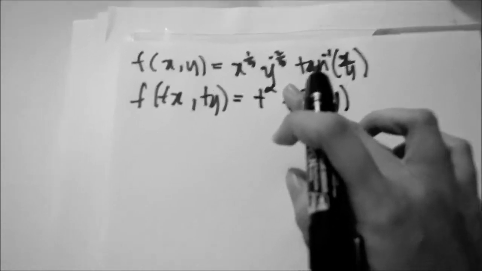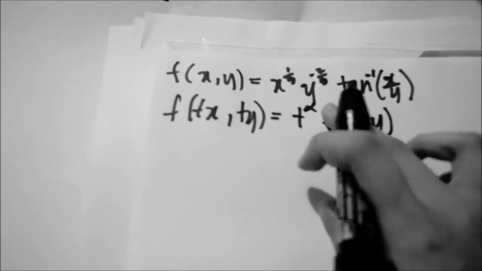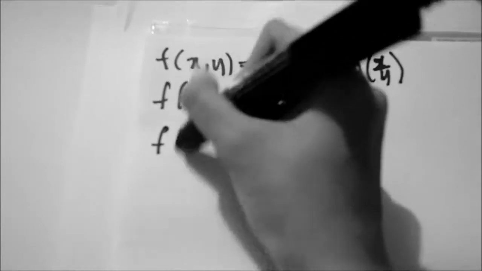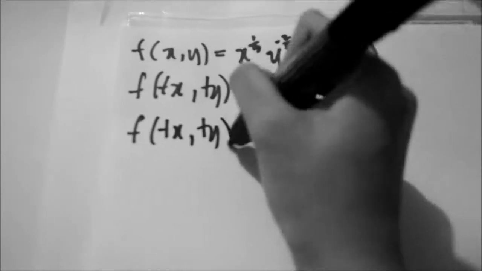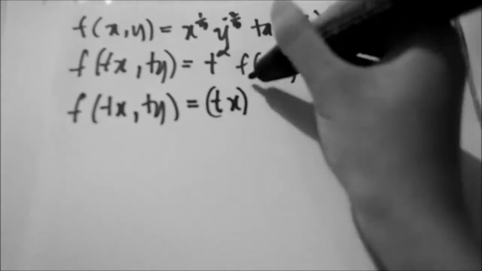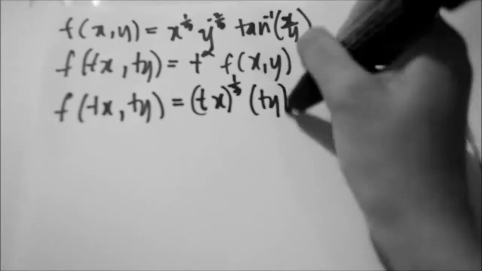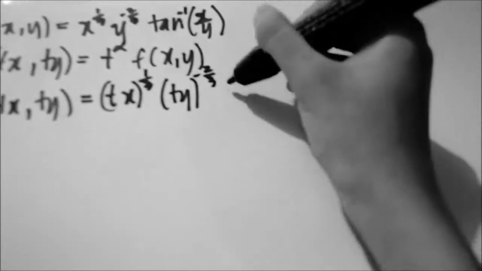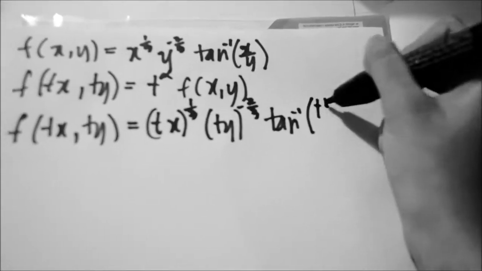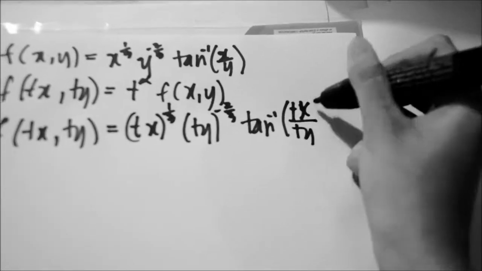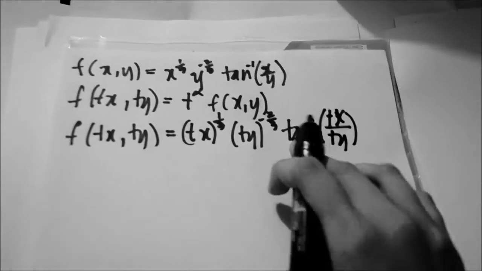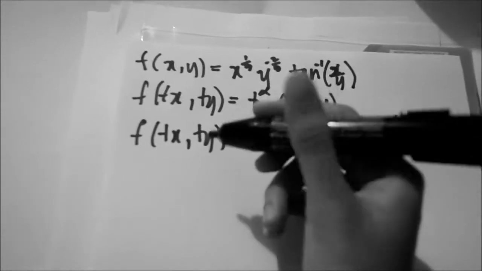So what we're going to do now is transform this function to f(tx, ty). So f(tx, ty) is equal to (tx)^(1/3) (ty)^(-2/3) arctan(tx/ty). Since we cannot factor out t from arctan, this is not a homogeneous function.